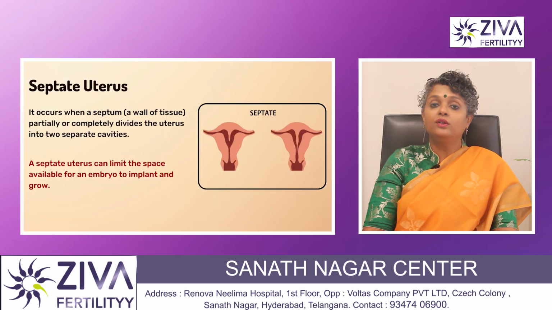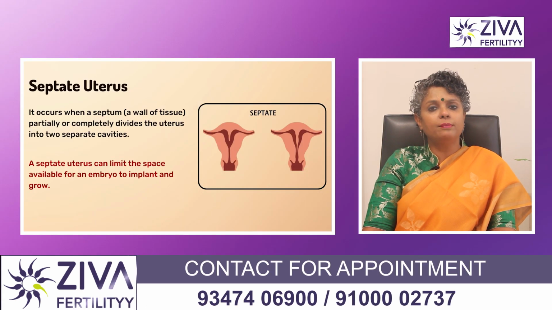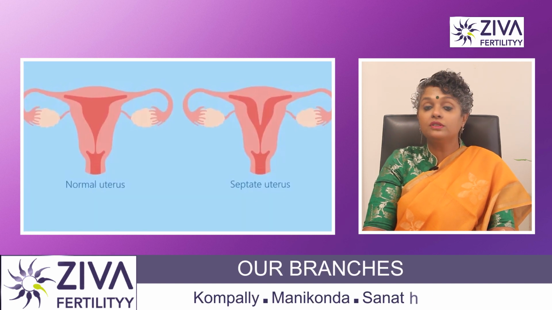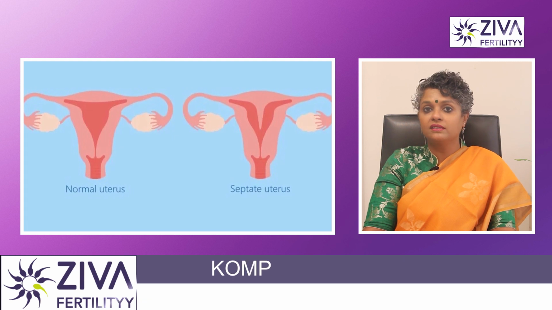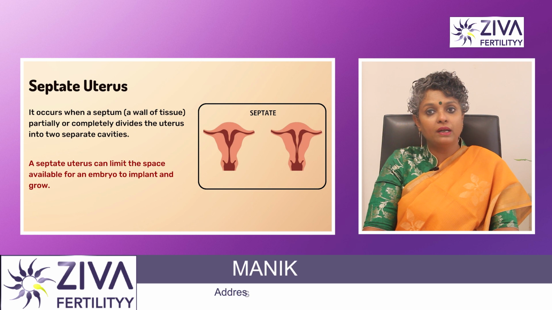So what are the types of uterine malformations? Septate uterus. This is the most common uterine malformation. It occurs when a septum, a wall of tissue, partially or completely divides the uterus into two separate cavities. A septate uterus can limit the space available for an embryo to implant and grow.